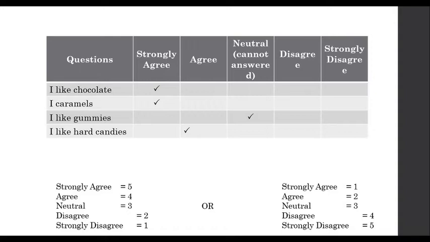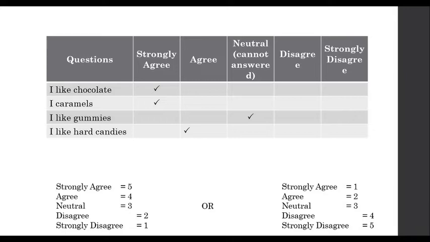For example, strongly agree would be coded as 5, agree as 4, neutral as 3, disagree as 2, and strongly disagree as 1. We have another alternative coding. For example, strongly agree as 1, agree as 2, neutral as 3, disagree 4, and strongly disagree 5. It is important to note that this coding mechanism will change the way of interpretation.